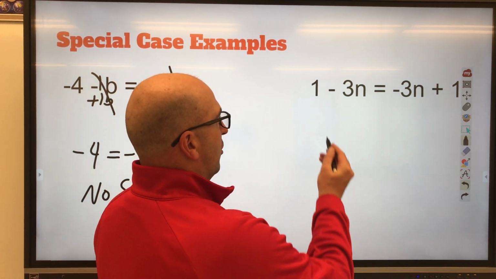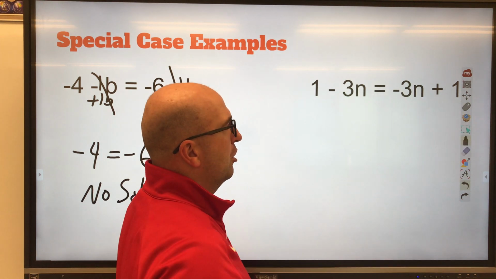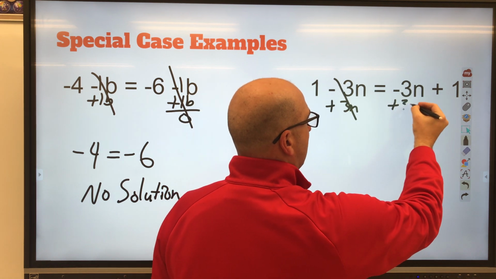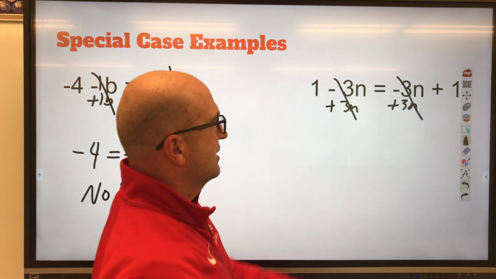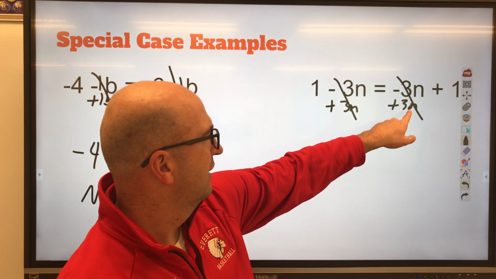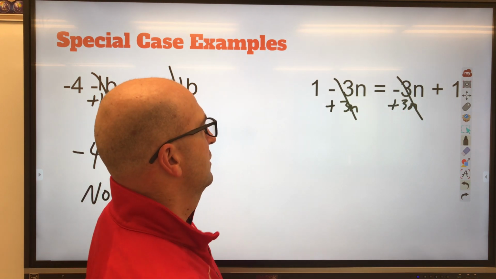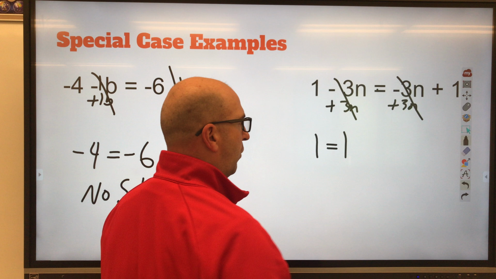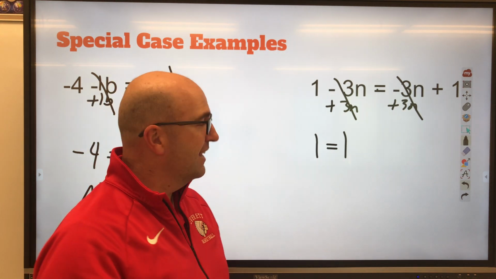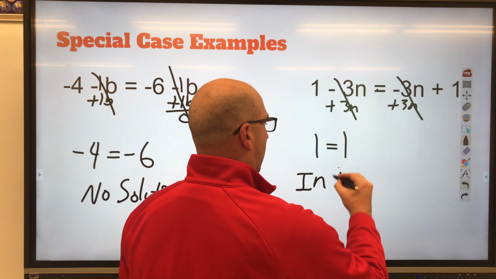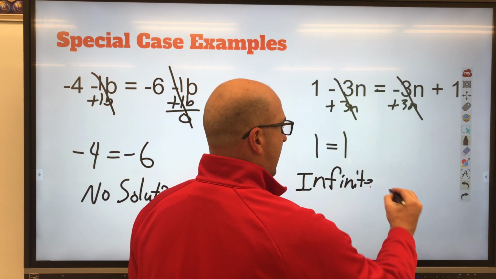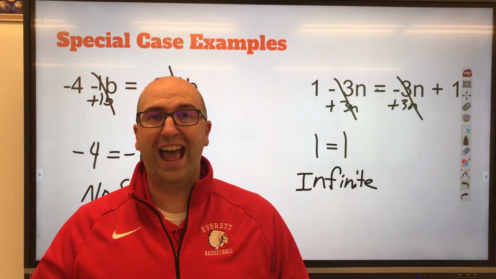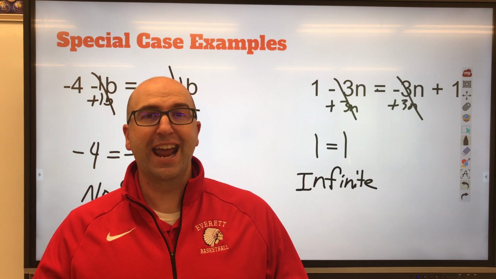Let's look over here now. 1 minus 3n equals negative 3n plus 1. Start here to move my n. What I do to one side, I must do to the other. Because negative 3n plus 3n eliminates each other as well. So I'm only left with 1 equals 1. Does 1 equal 1? Yes, it does. So there is where I have an infinite number of solutions.